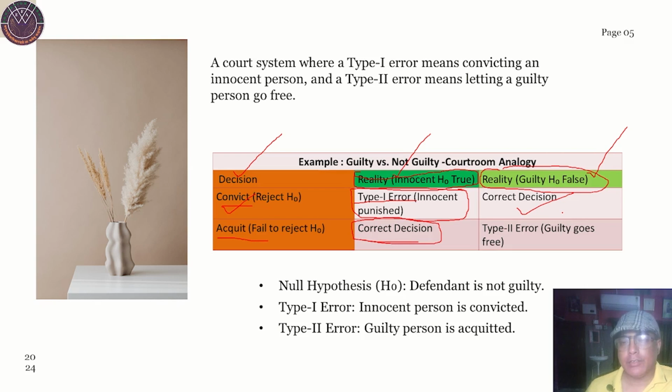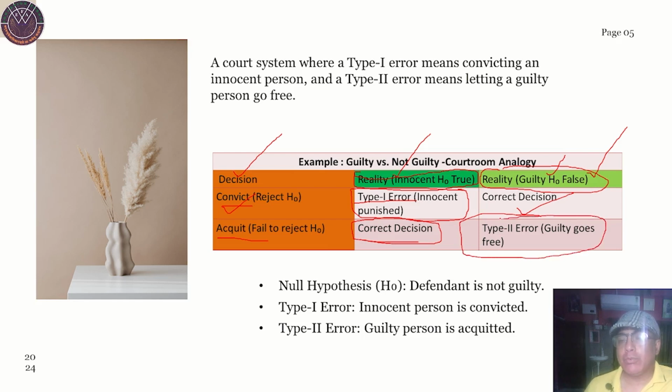But it may also happen that the court fails to get sufficient evidence in this case also to prove that the person is guilty, and then the court will acquit or let the person move free, and in this case the court is committing a type 2 error. That means in reality the person was guilty, but he was let free. So this is called type 2 error.